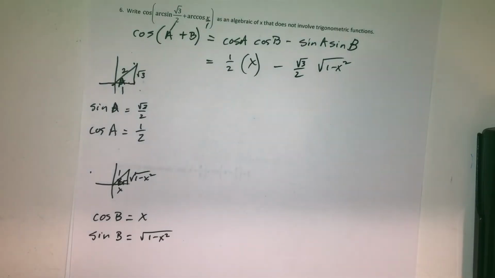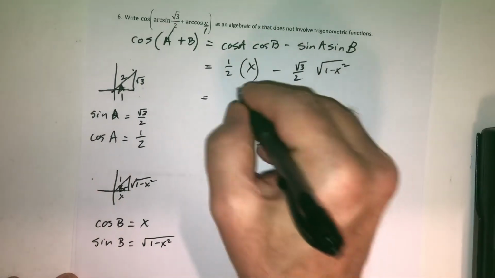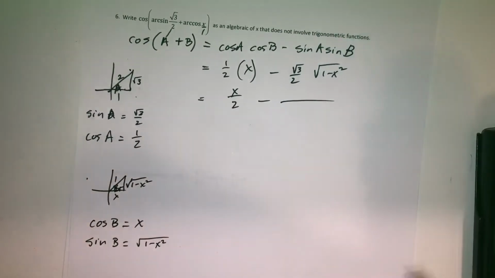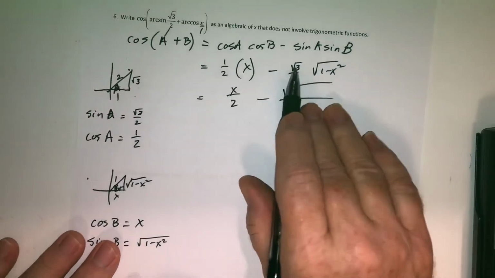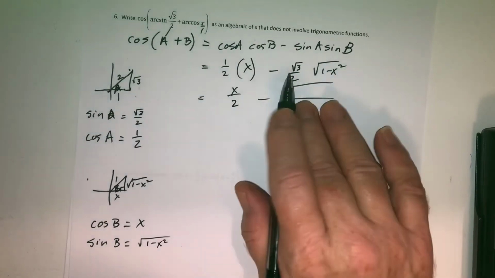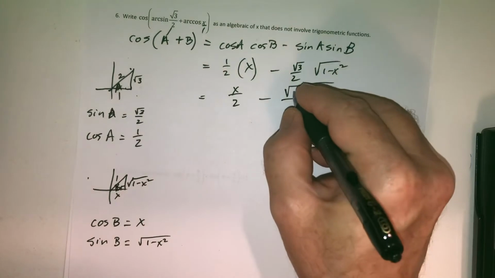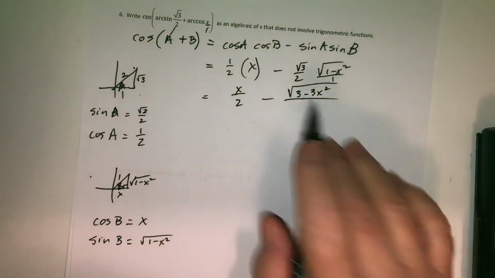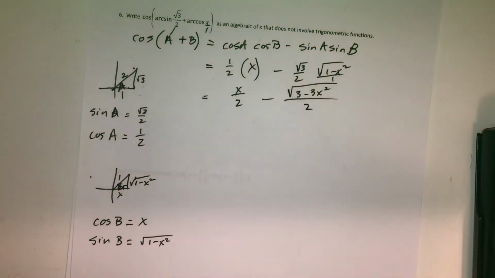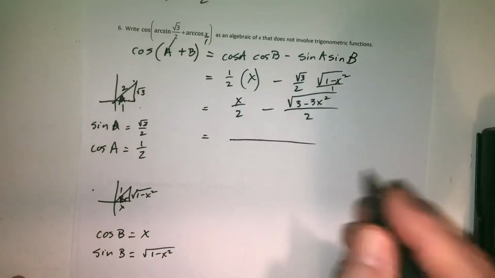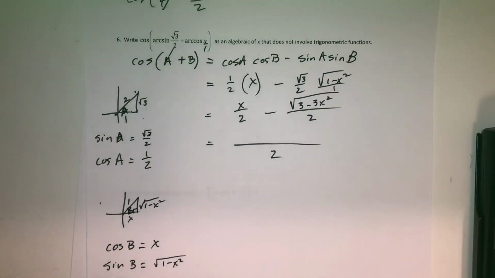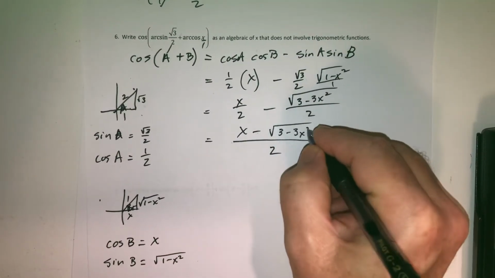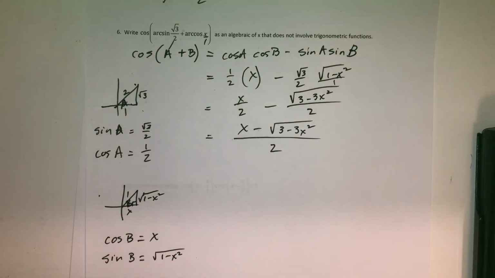Now we can simplify. The first ratio is x divided by 2. The second ratio is the square root of 3 times the square root of 1 minus x squared. When you're doing square root times square root, you can just multiply the radicands, and 3 times 1 minus x squared would be 3 minus 3x squared. Then divide that by the product of the two denominators, which would be 2. Those have the same denominator, so I'm going to combine them into one ratio. I would have x minus the square root of 3 minus 3x squared as my numerator and 2 as my common denominator.